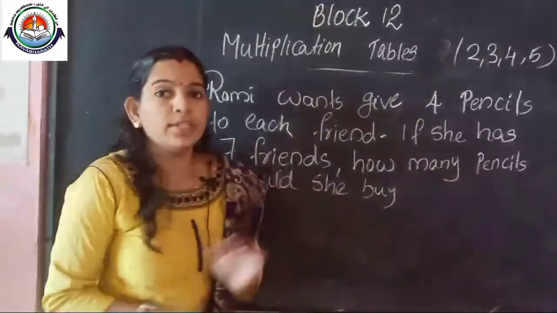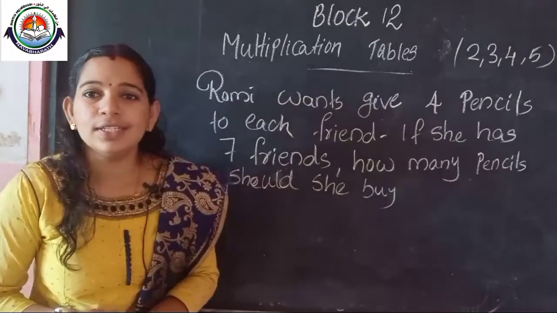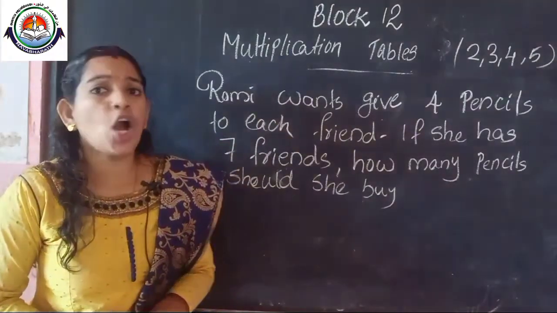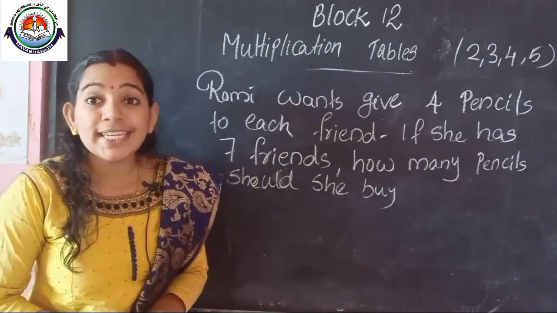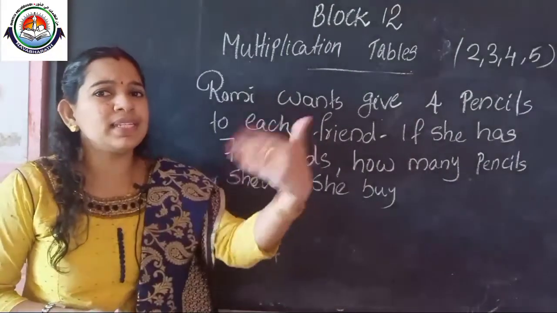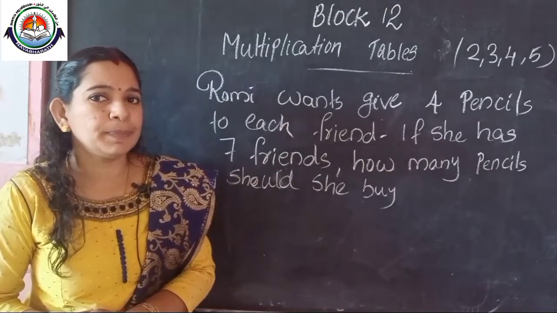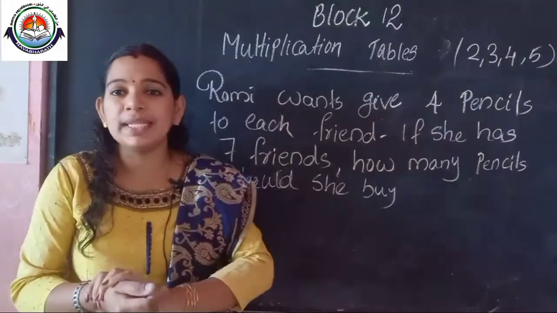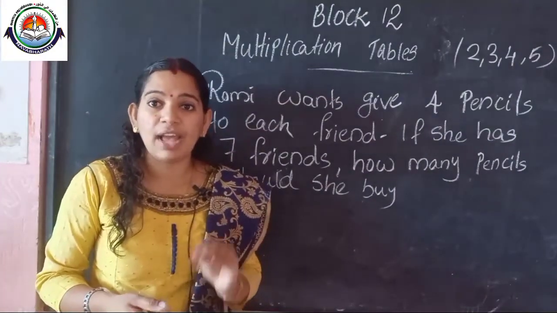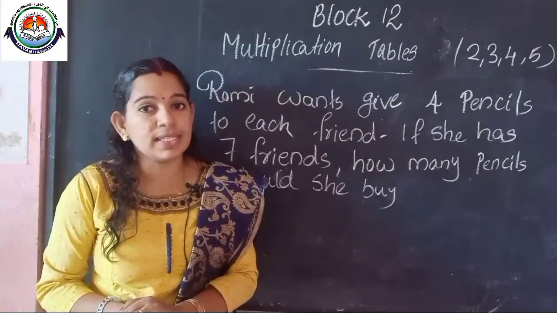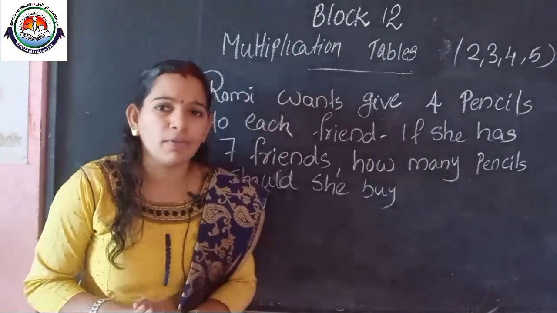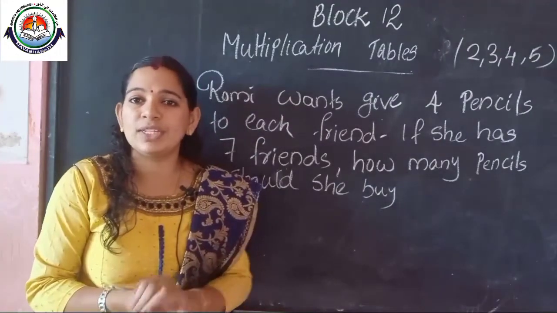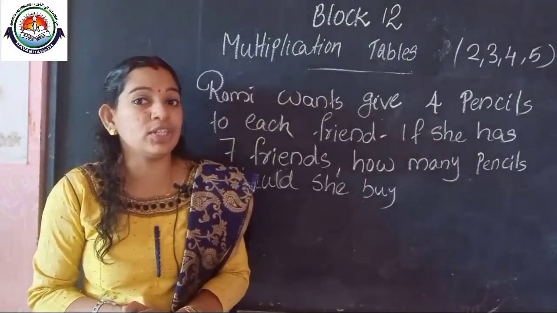So Romy is a good girl, so she decided to give some pencils to her friends. How many friends with her? Yes, 7 friends. Then how many pencils does she want to give to each friend? 4 pencils. She has 7 friends, and she decided to give an equal number of pencils to each one. No partiality. Then how many pencils did she decide to give?